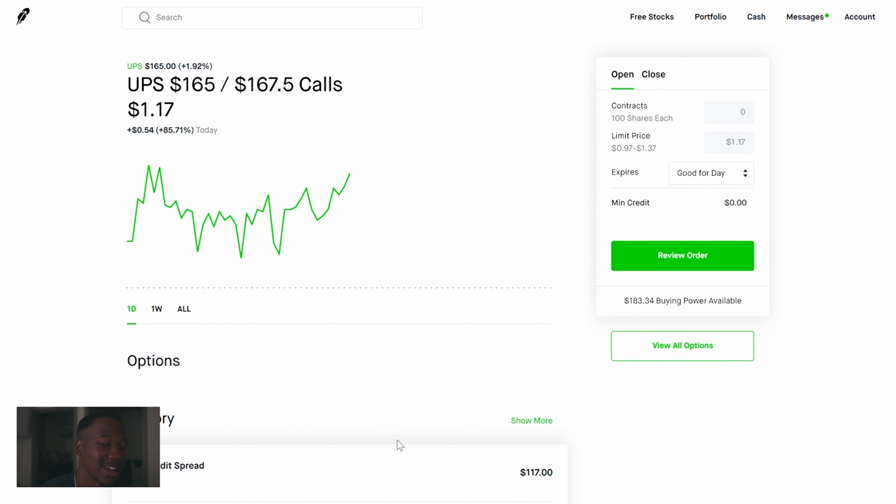All right, so it looks like I got out of the trade. I got out at a $70 loss, but nonetheless, that is how you close out a credit spread. All right, so you just learned how to open a credit spread, how to close a credit spread, how it profits, and so much more.